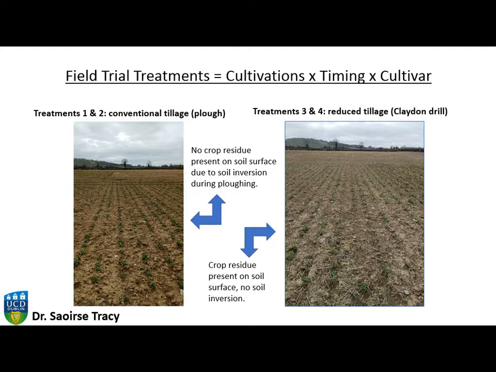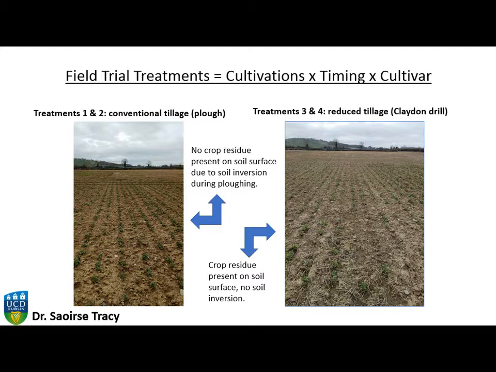different cultivars. The first two treatments are what we would call conventional tillage, so we've got ploughing at different sowing dates. Treatments 3 and 4 are reduced tillage, so they use a Claydon drill. This creates a T shape in the soil that you put the seed in.